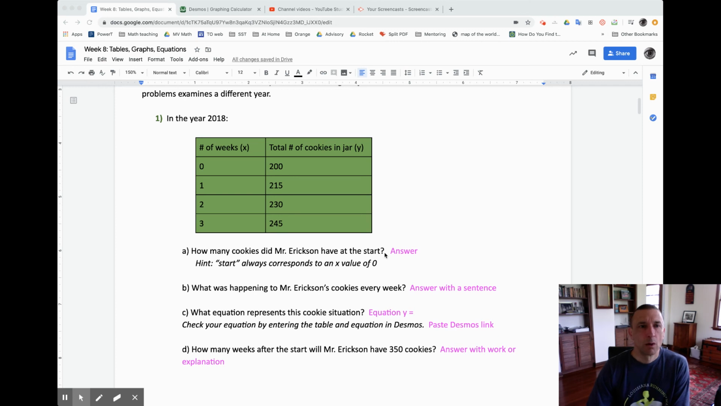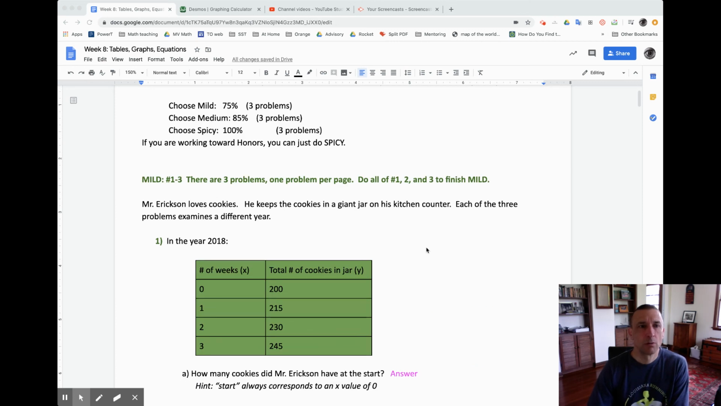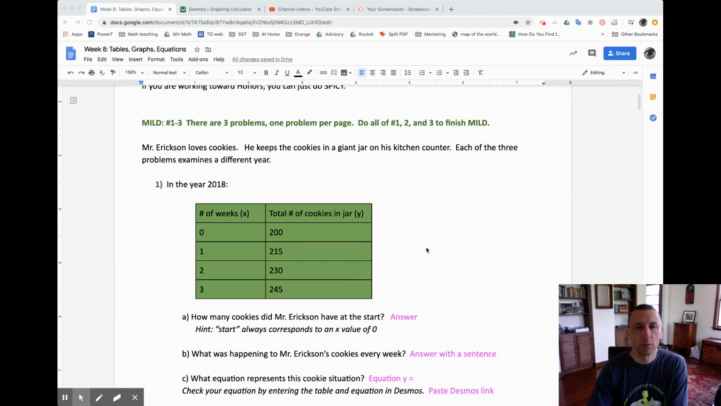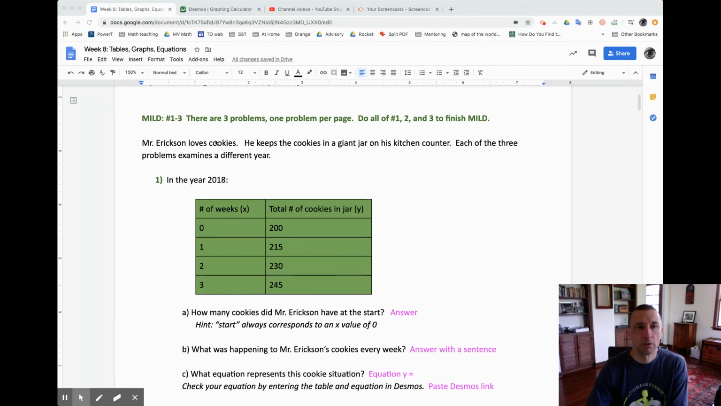Hello, here's some help with the mild section of week 8, how to answer these questions from graphs, tables, and equations. Mr. Erickson loves cookies. He keeps the cookies in a giant jar on his kitchen counter. Each of the 3 problems examines a different year. Please notice that x is going to represent the number of weeks.